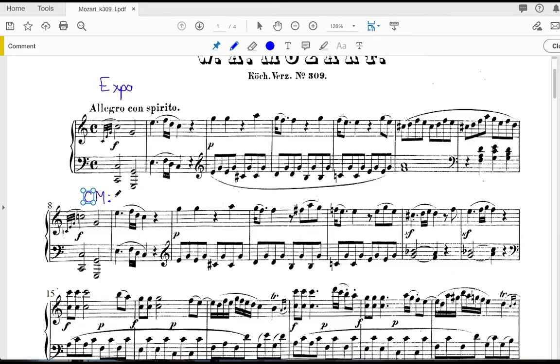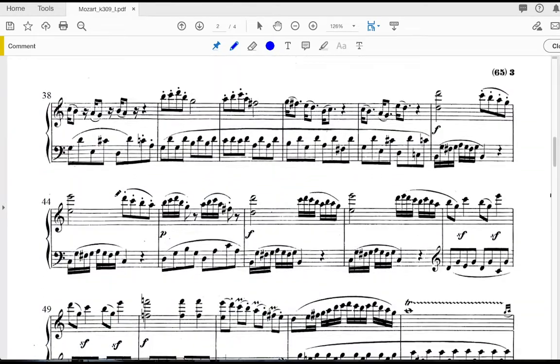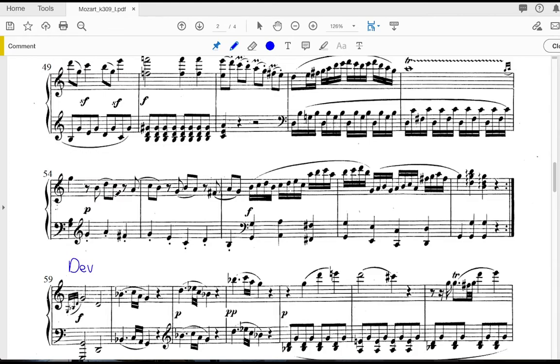So looking again at the end of the exposition for a second, we can see that indeed we have modulated to the dominant key, in this case G major. And the very last bar of this exposition does reconfirm that with a perfect authentic cadence in G major, which, as I said, is the dominant key.